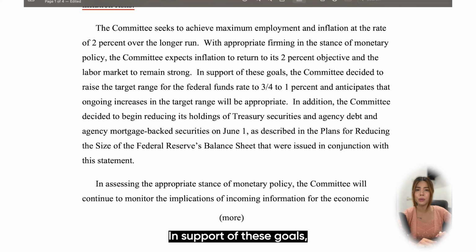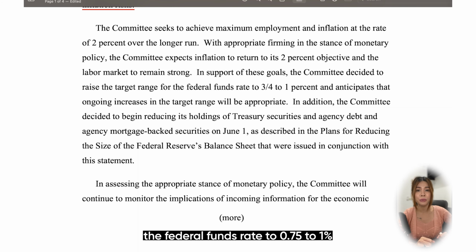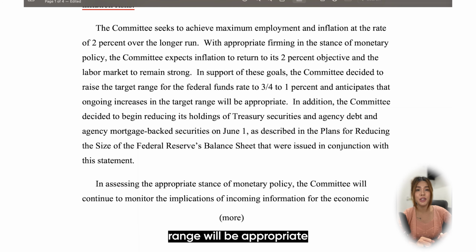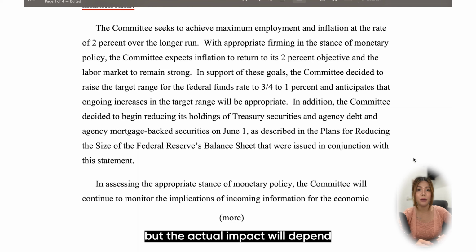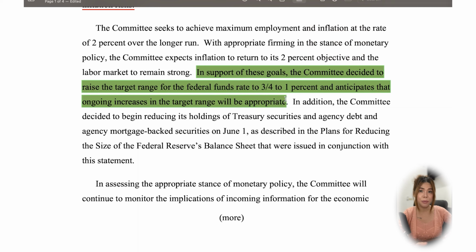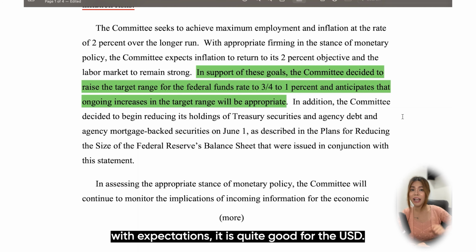In support of these goals, the committee decided to raise the target range for the federal funds rate to 0.75 to 1% and anticipates that ongoing increases in the target range will be appropriate. Again, this is a good thing, but the actual impact will depend on how much rate increase the market is expecting. Based on the forecast for this data, the market is expecting a 50 basis point increase on the rates. Since the actual data is in line with the expectations, it is quite good for the US dollar.